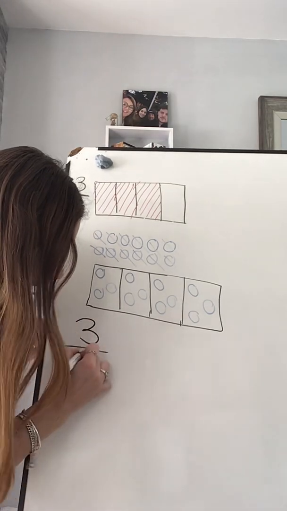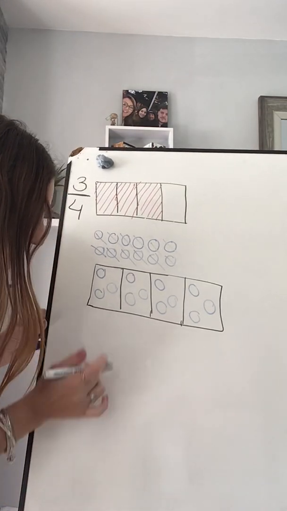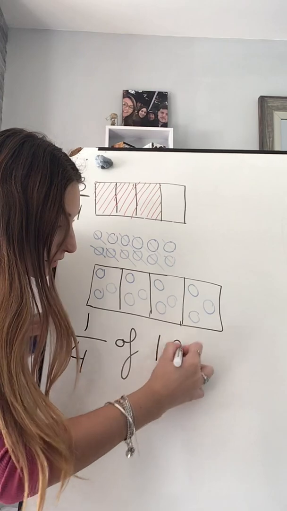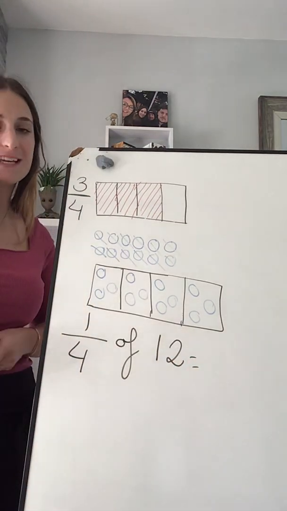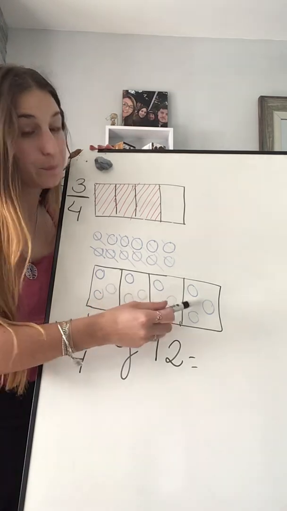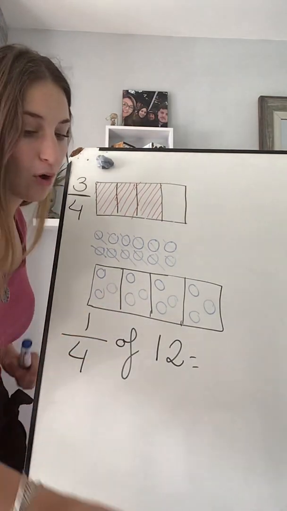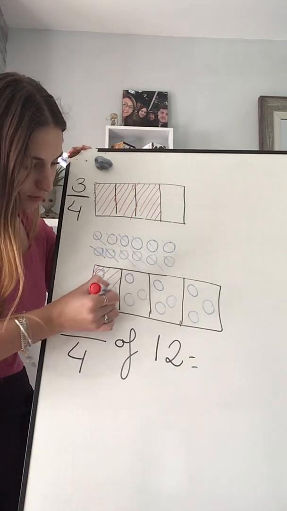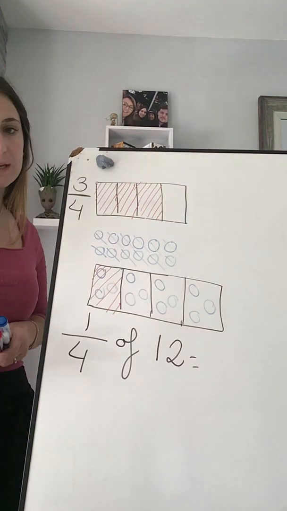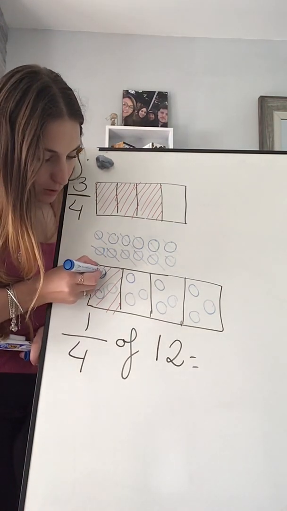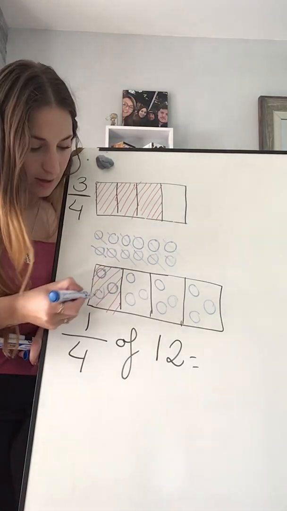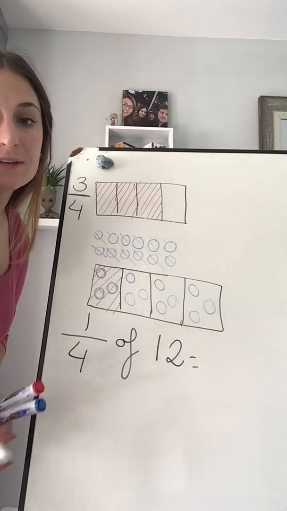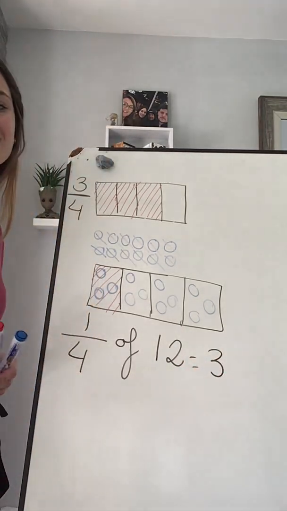If I get 1/4 of 12 objects, I divide it into 4 equal parts, and I want to know what I get if I get 1/4. If I get only 1/4, how many will I get? Shall we count them? 1, 2, and 3. So I know that 1/4 of 12 is 3.